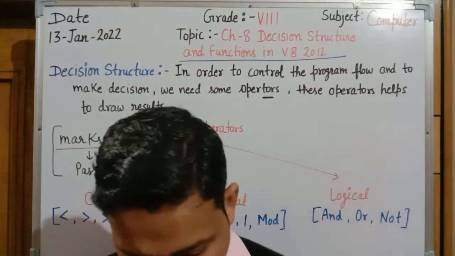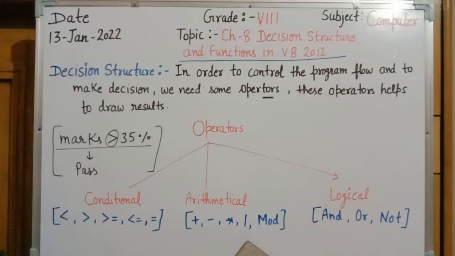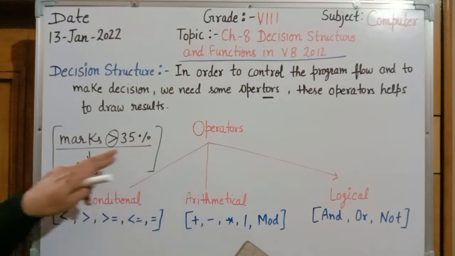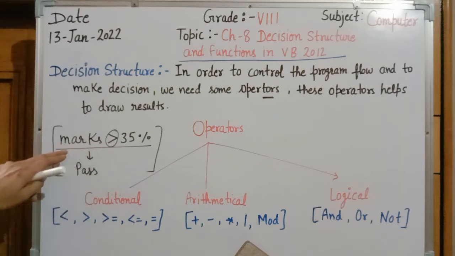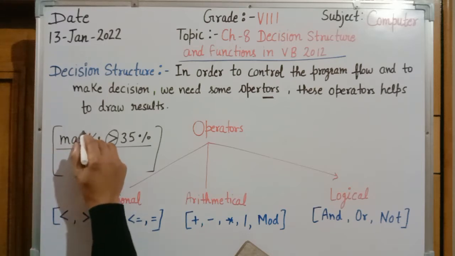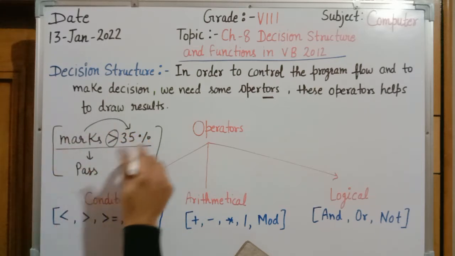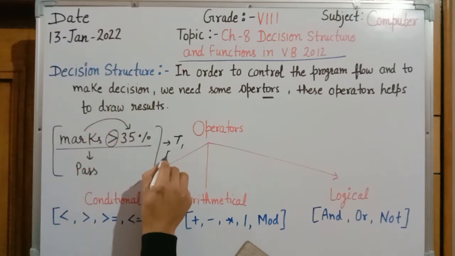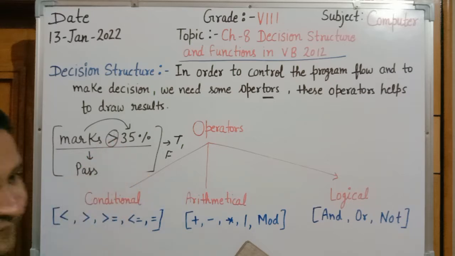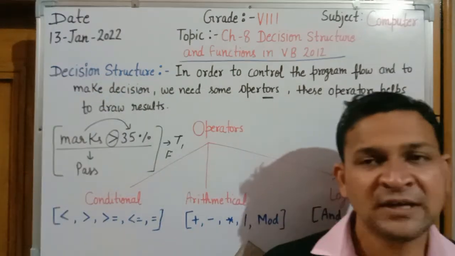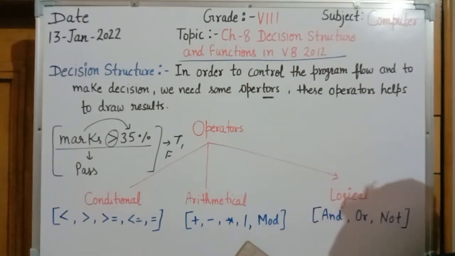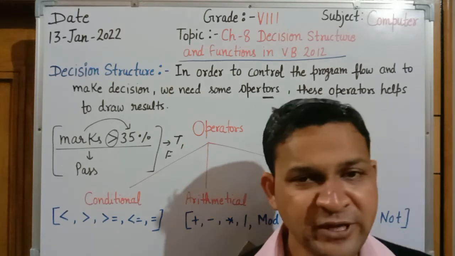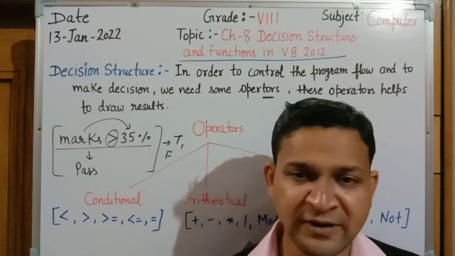So what is an operator? An operator is basically the operation that is performed between values. If the value is greater than 35, then the result will be true. If it is less than 35, then the result will be false. So the operator operates on a value and generates the result in the form of a Boolean value. Boolean means either true or false.